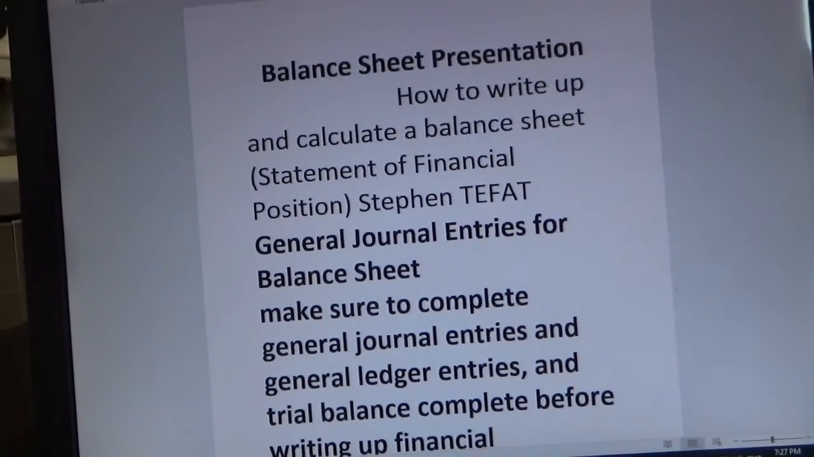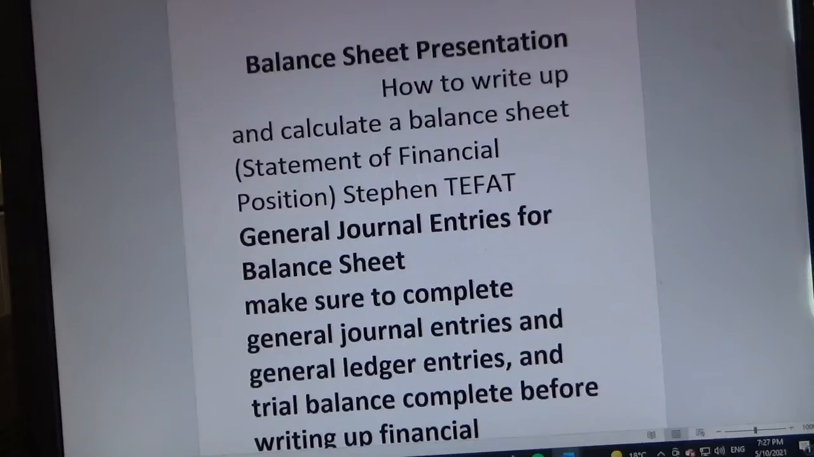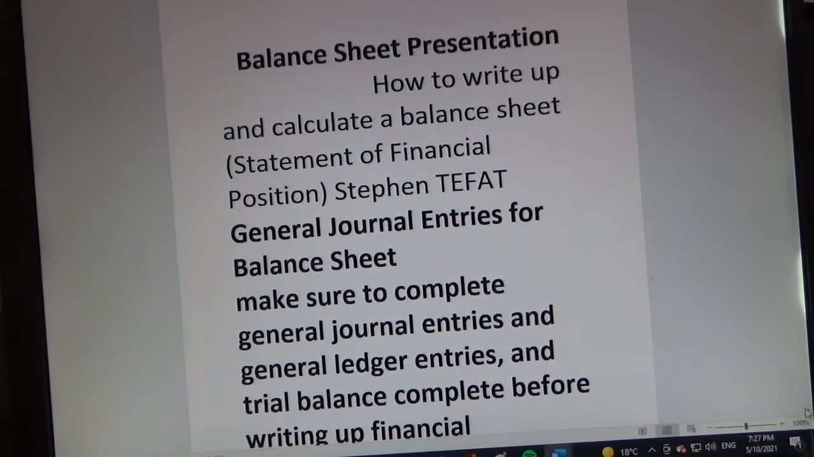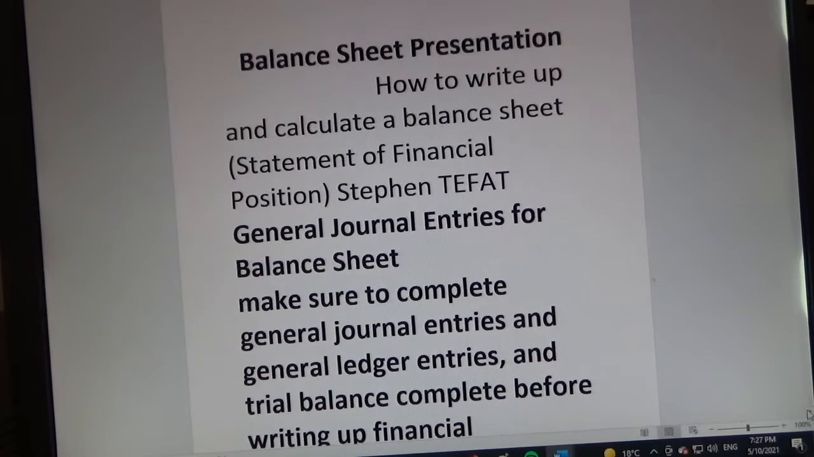The balance sheet, also called the statement of financial position if it's official reporting, is just a summary. It lists your assets and the liabilities of the business, and the difference between total assets and total liabilities gives you owner's equity. It's like a snapshot of the business, and its owner's equity is capital, so it's how much capital is in the business.